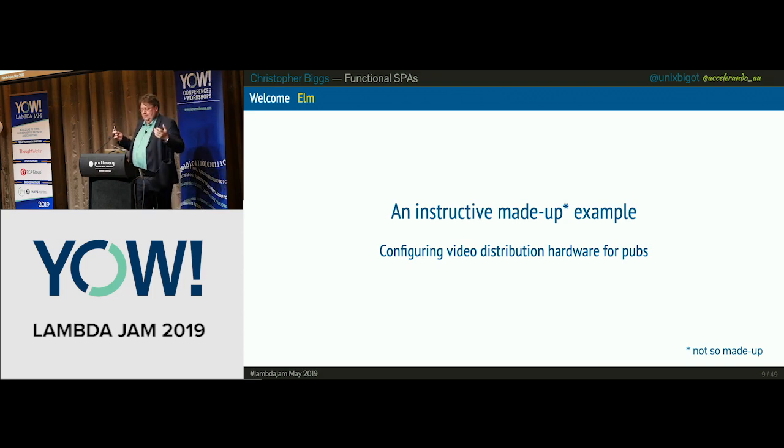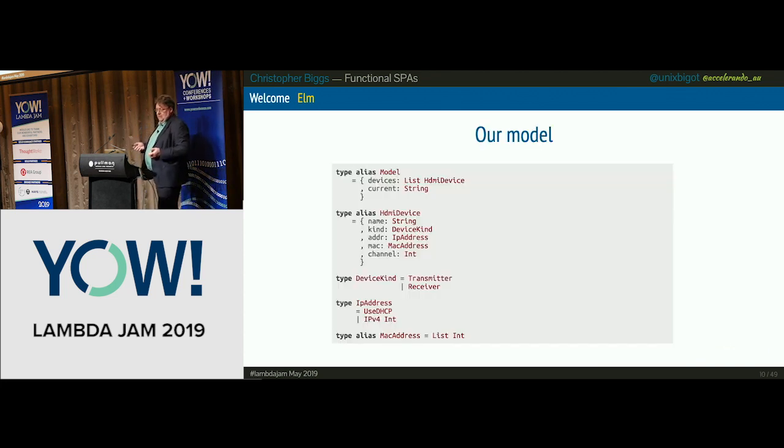And both the transmitters and the receivers can be set to a channel, which is pretty much all they do. You put these things in, you give them an IP address, you set them to a channel, and then you forget they exist. So our model in Elm that expresses this is just a list of the devices that we know about and which one we're currently looking at in our app. Each device has nothing more than a name, an address, a device kind, and a channel number.